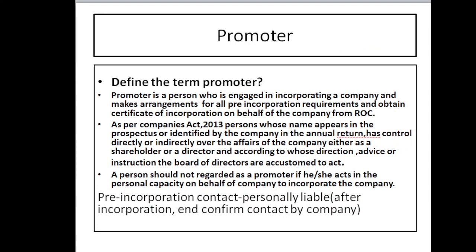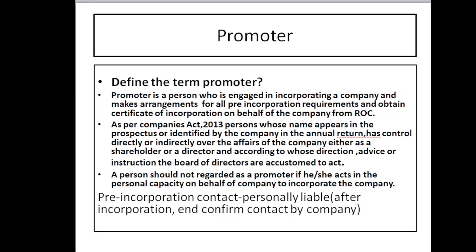Promoter. Definition of the term promoter. Promoter is a person who is engaged in incorporation of a company and makes agreements for all pre-incorporation requirements and obtains a certificate of incorporation on behalf of the company from ROC.